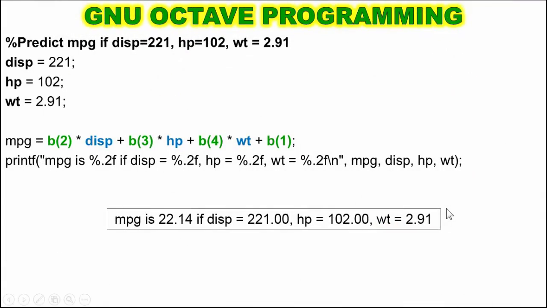The following GNU Octave code will compute the prediction using the multiple linear regression computational model. It will predict the miles per gallon if the cylinder displacement is 221, horsepower 102, and weight 2.91 tons. And it will display this result.